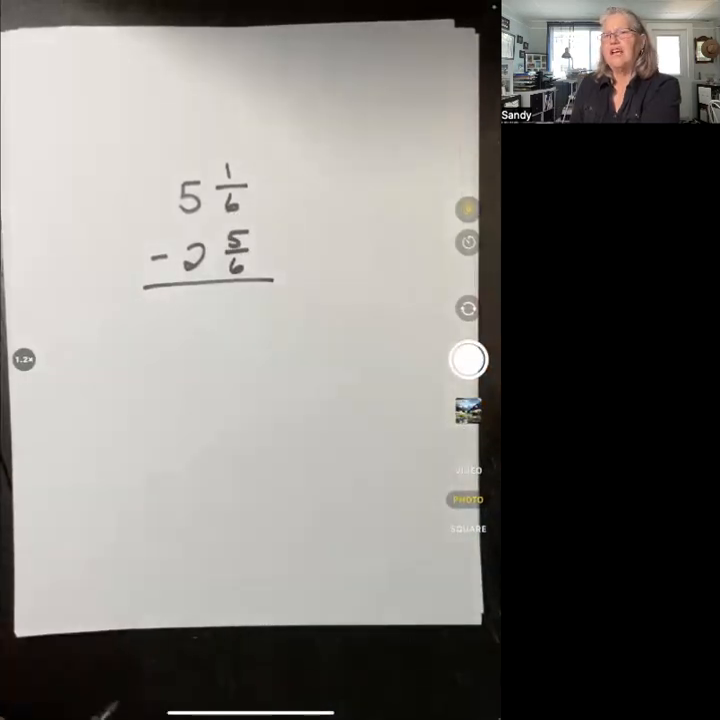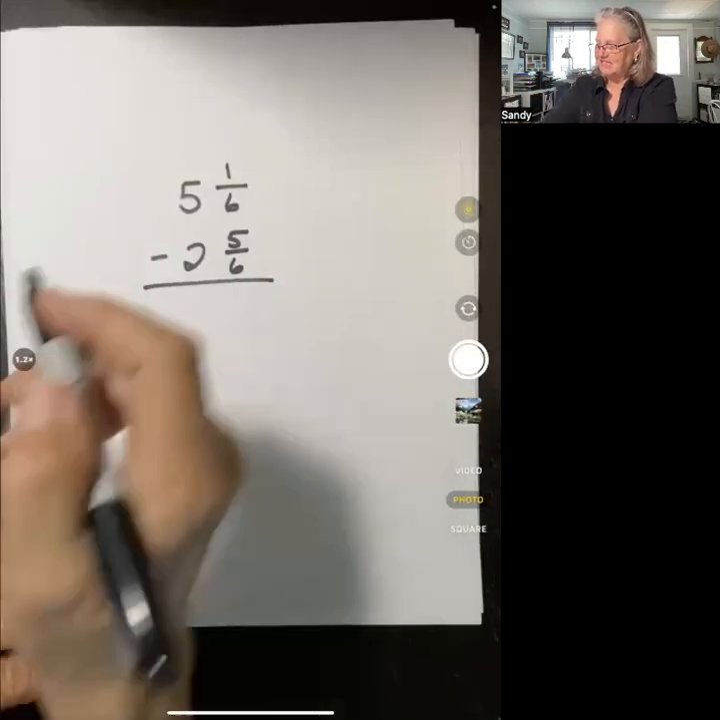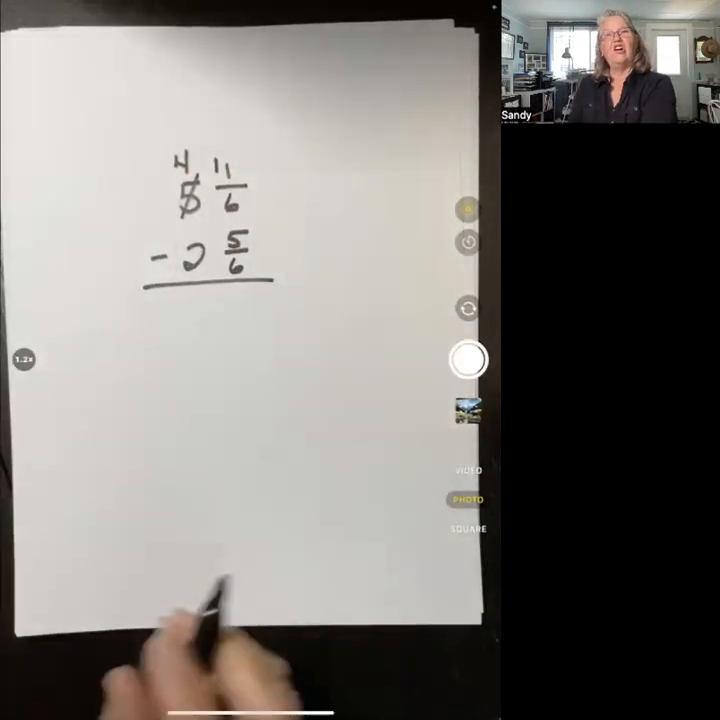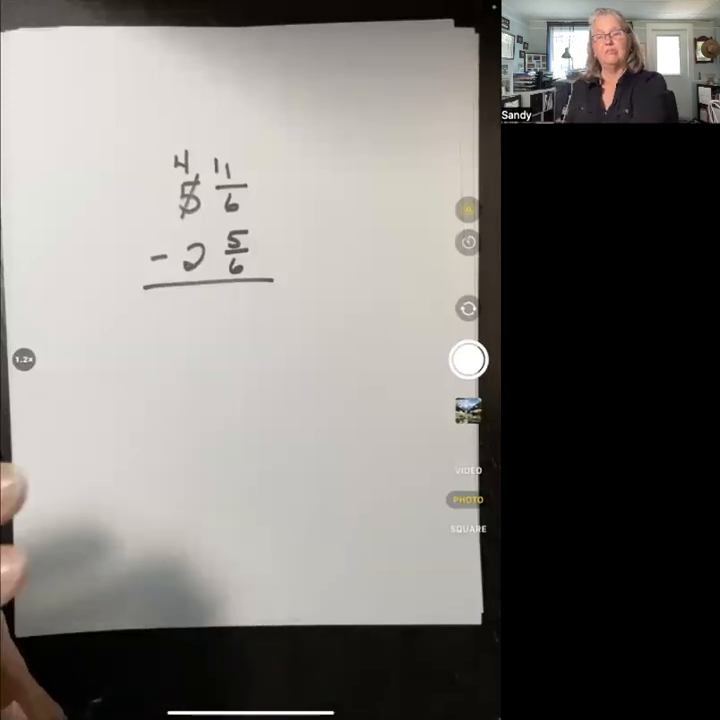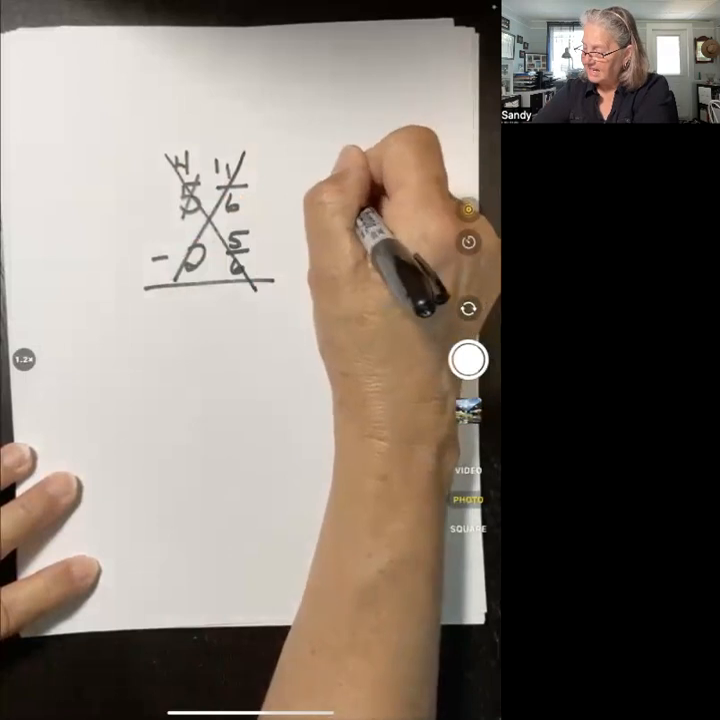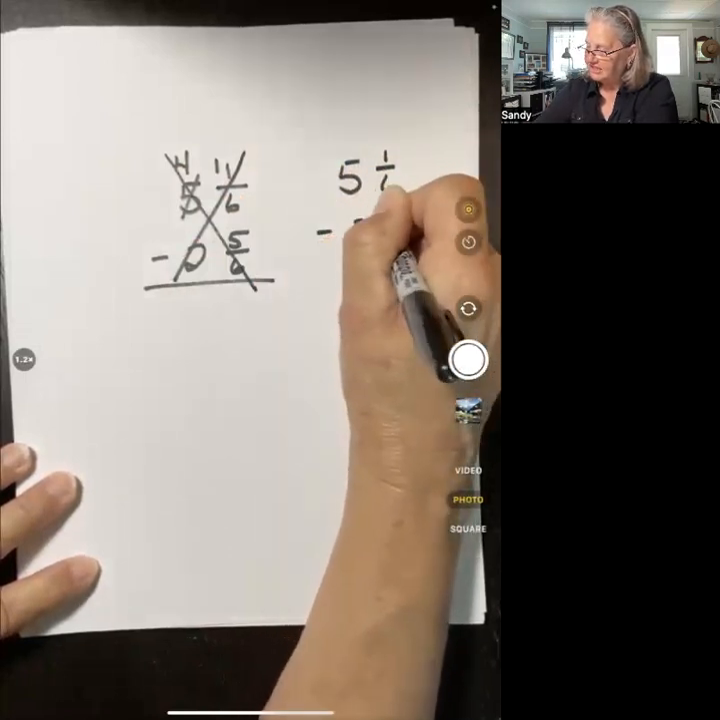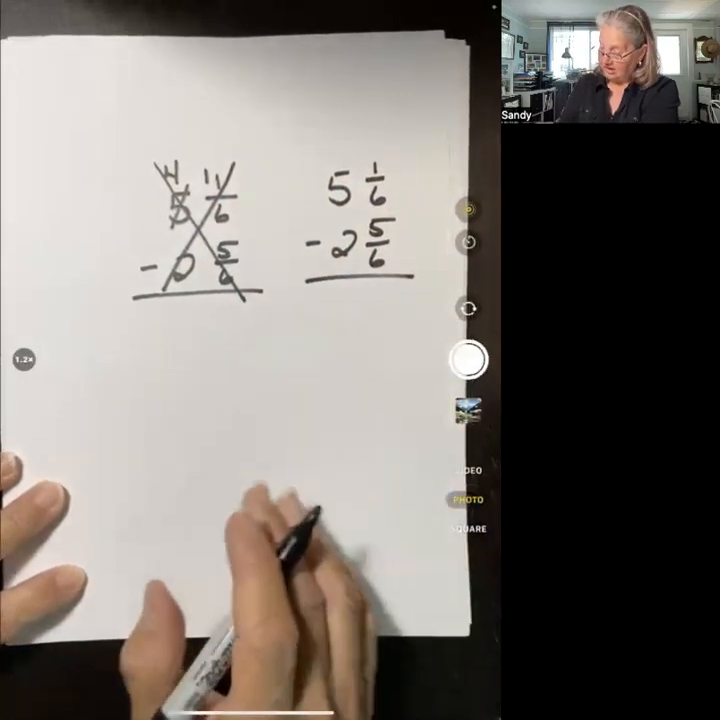And if your children have only been thinking in terms of borrowing a 1, like I learned, you might see them do something like this. They overgeneralize. They'll overgeneralize that algorithm and start moving a 1 over. And this is incorrect, right? I need to think of an equivalent way to make 5 and 1/6 that will give me more sixths. So how can I make it?